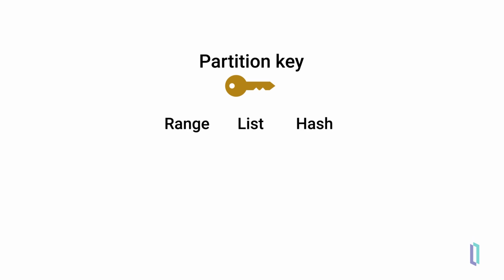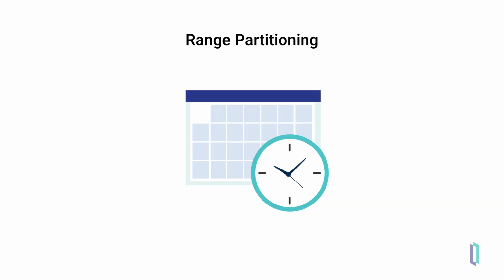The partition key determines how your data is partitioned and is chosen during the design phase. The three main key types are range, list, and hash. Range partitioning is the most common and splits data into intervals such as per month or year. This is ideal for time-based data like transaction logs.